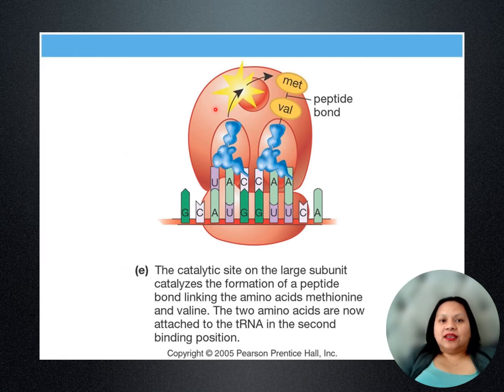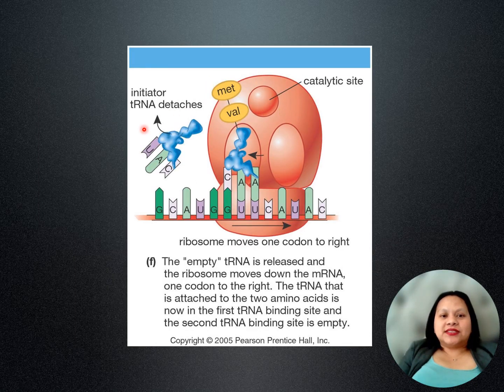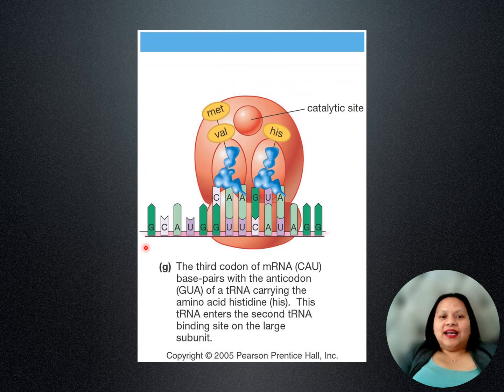A catalytic site on the larger subunit binds two amino acids together using dehydration synthesis, forming a peptide bond between them, Met and Val. The first tRNA now detaches and goes off to find another Met in the cytoplasm. The mRNA chain shifts over one codon, placing the next codon CAU over the second active site. A tRNA with an anticodon GUA matching the exposed codon CAU moves onto the ribosome.